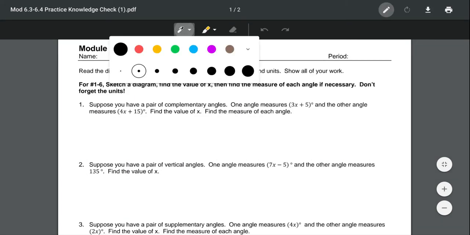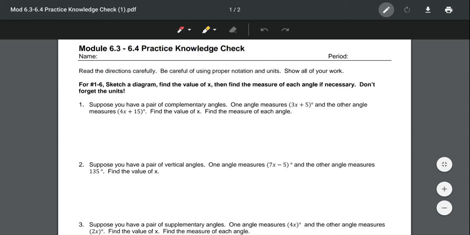Okay, so for number 1, it says to suppose you have a pair of complementary angles. So remember that complementary angles, their sum is 90 degrees. So you remember what complementary angles are. Then it says that one angle measures 3x plus 5 degrees and the other angle measures 4x plus 15 degrees. Find the value of x, then find the measure of each angle.